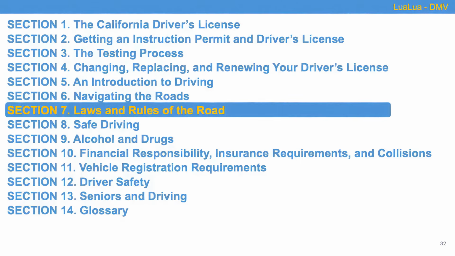Maintaining your minor's provisional driver's license. If you get into collisions or commit traffic violations within the first 12 months of obtaining your minor's driver's license, DMV may restrict or suspend your driving privilege. You cannot drive if your driving privilege is suspended or revoked.